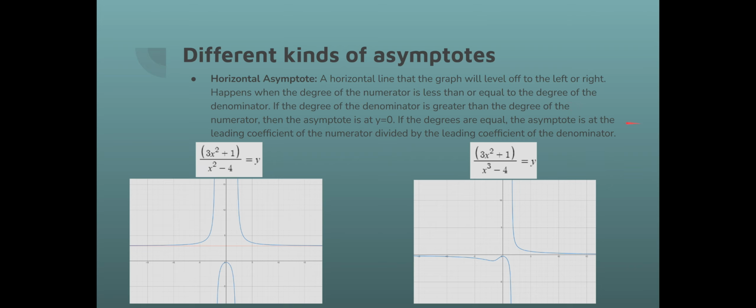But if the degrees are equal, then the asymptote is at the leading coefficient of the numerator divided by the leading coefficient of the denominator. So you see right here, the degree for both of these is 2. So it's just leading coefficient 3 divided by leading coefficient 1. 3 divided by 1 is 3. So you see right here, at y equals 3, that's the horizontal asymptote.